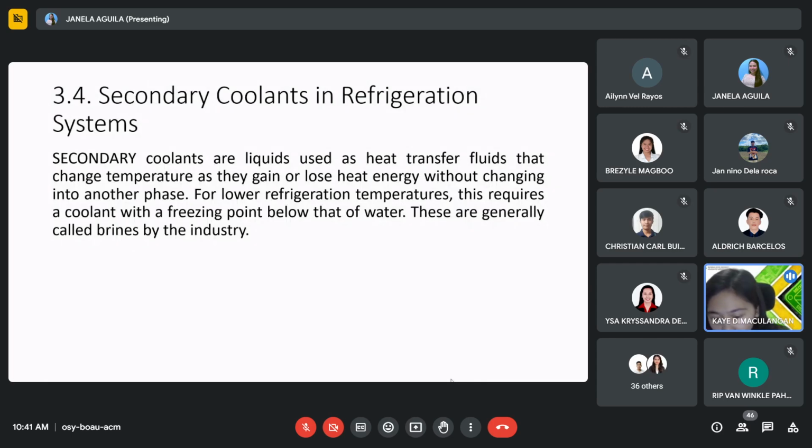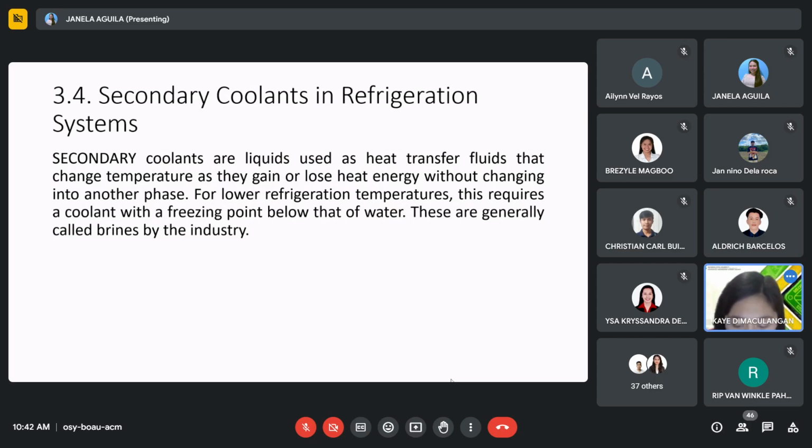Water is one of the most commonly used secondary coolants due to its high heat capacity and availability. Next, glycol solutions. Glycol solutions such as ethylene glycol and propylene glycol mixed with water are commonly used as secondary coolants in the refrigeration system as they offer freeze protection at a lower temperature and can be used in applications where water alone would freeze.